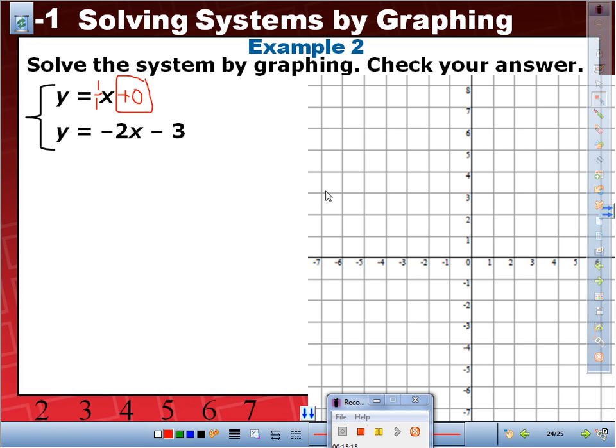I'm going to do this one in red. So this one we start at 0. Here it is. And my slope says 1 up, 1 to the right, 1 up, 1 to the right, and so on. So therefore, that looks something like this.